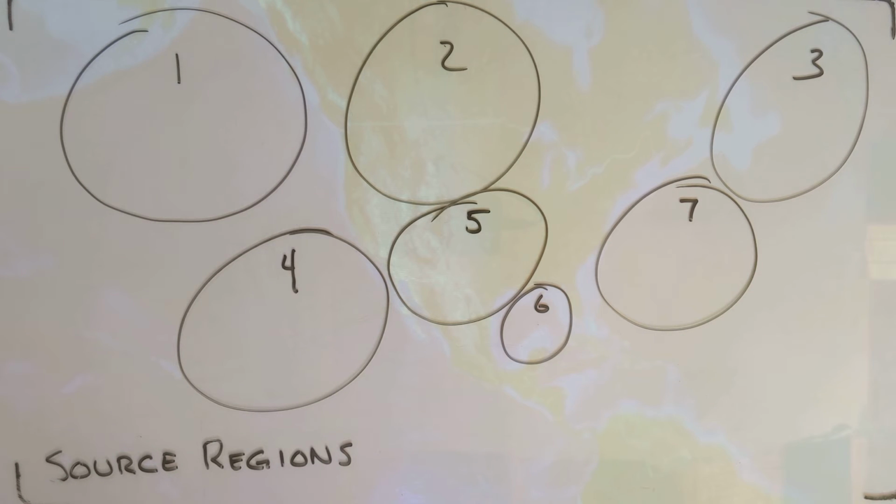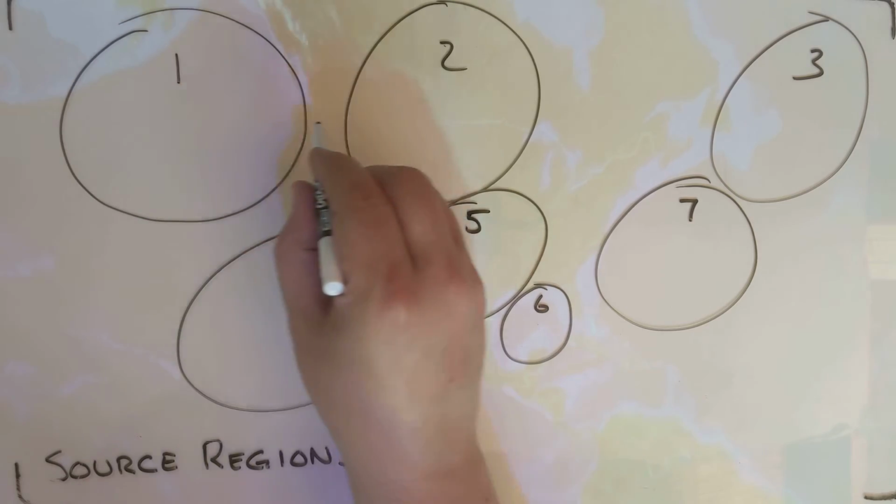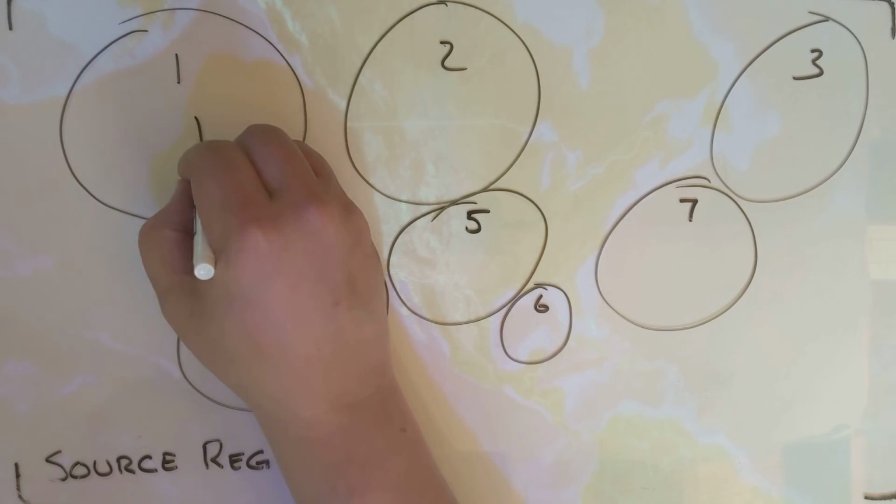Okay, so I've identified 7 source regions. Using the codes with the capital letters and lowercase letters, identify the types of air masses that would form over each source region. Okay, so each source region, if it's farther in the north, it's going to be a polar air mass. So all of the ones that are up in the north are going to be a polar air mass.